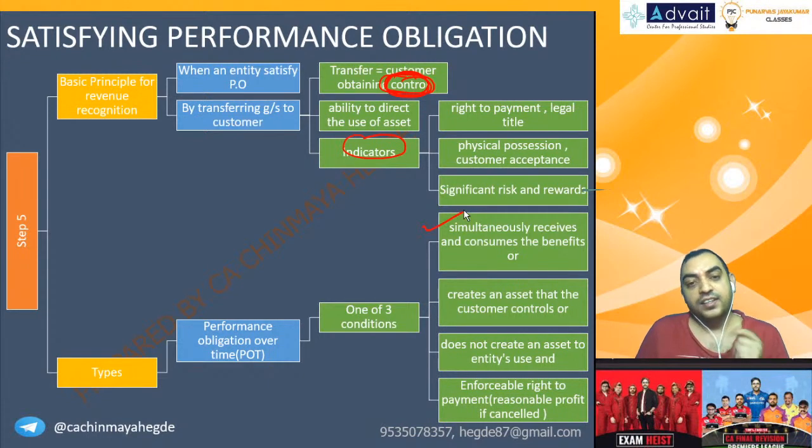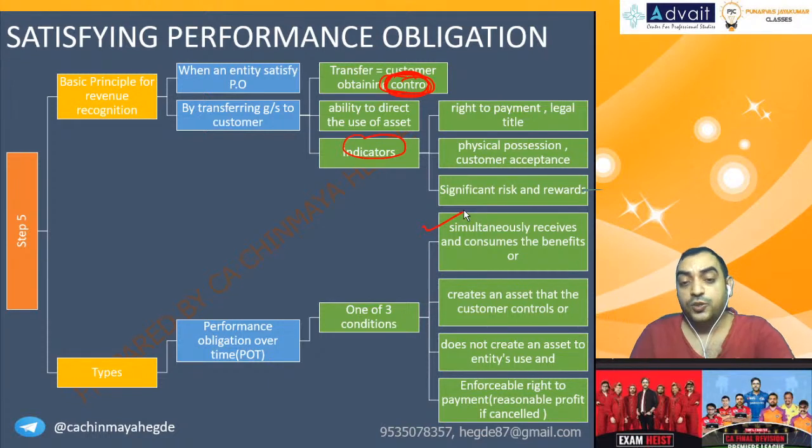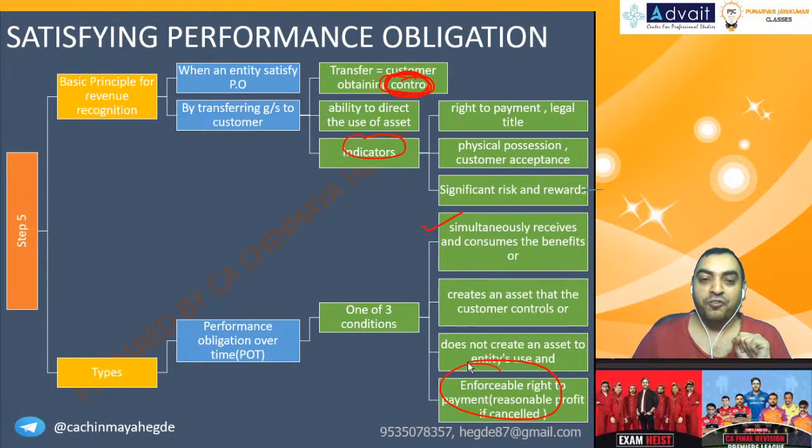On the other hand, think about another situation. You have the agreement in such a way that as and when one lift is installed, the customer can use it. Next lift, the customer can use it. That is, the customer is getting the control of the product. Therefore, it qualifies as performance obligation over time. So as and when one lift is installed, you can start recognizing revenue. The last one is enforceable right to payment, including reasonable profit.